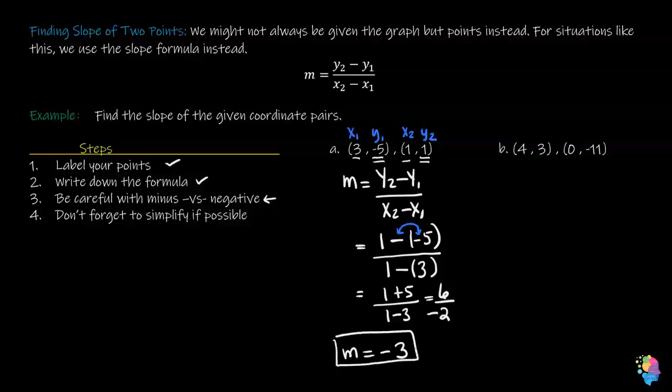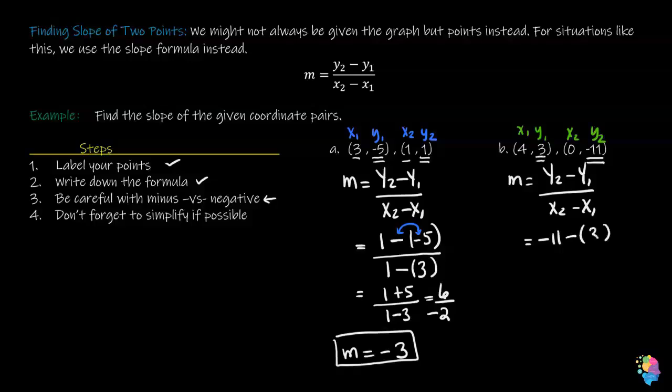Let's try it again. First, we label them. This is x1, y1, and x2, y2. We bring the formula. M equals y2 minus y1 over x2 minus x1. Next step, we bring y2 first. So y2 is -11. Let's bring it down. Minus from the formula, and then we're going to place y1 in parentheses here.